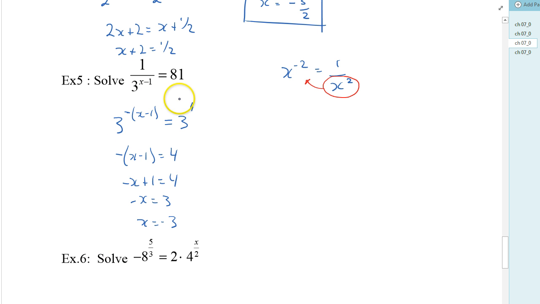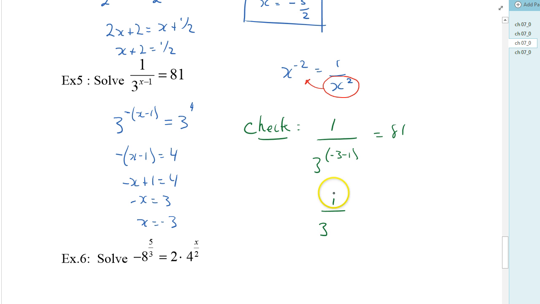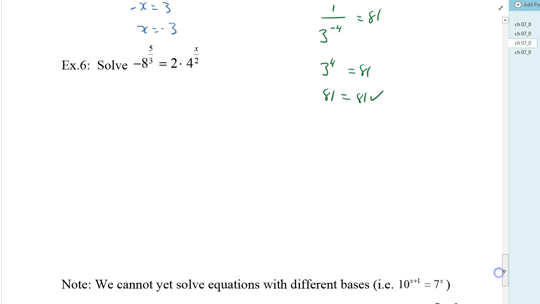At some point, if you wanted to, you can do a check on these as well. So let's try a check on this particular question. It's not required, but just to see if we did things all right. So 3 to the power of negative 3 minus 1 is equal to 81. So 1 over 3 to the power of minus 3 minus 1, which would be minus 4. So 1 over 3 to the negative 4 is going to be the same thing as 3 to the power of 4. And 3 to the power of 4 is 81. So it works out. Let's try number 6.